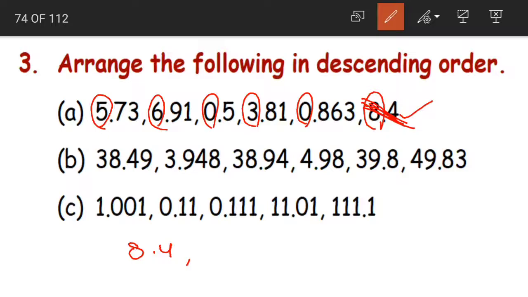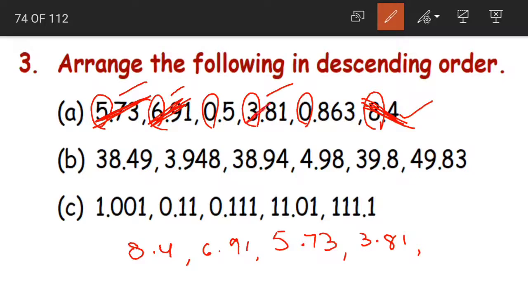After 8, which is the highest one? 6. So 6.91 comes next. So I am writing 6.91 here and crossing it off. Then we are left with 5, 0 and 3. Which is the next largest one? 5. So 5.73 becomes our next number. Again cancelling it off. And then we have our 3, 3.81.